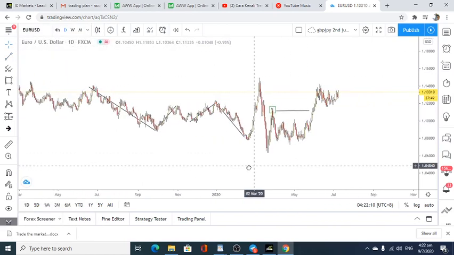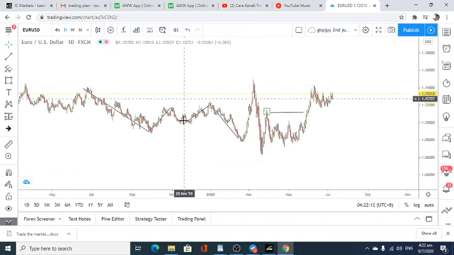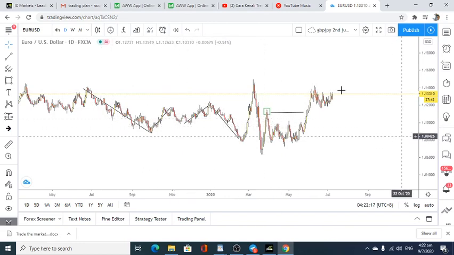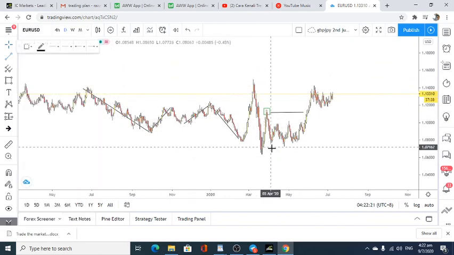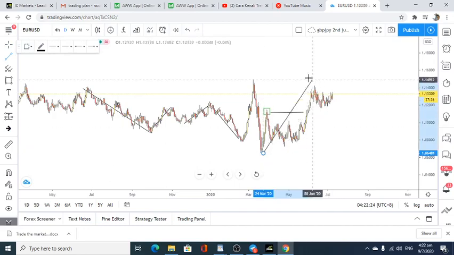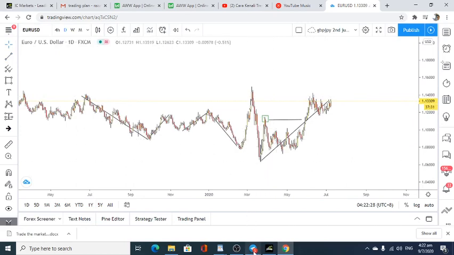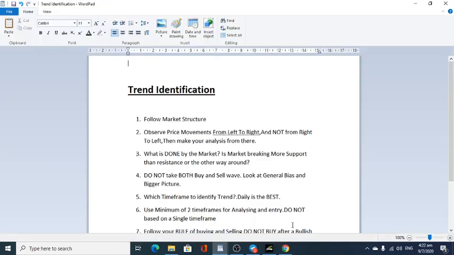Until here, this is where things start to get loose. Then we are no longer looking at the downtrend. Now we are looking more at the up wave. If you look from your left to your right, it's more of an up wave right now. So always look at the market from left to right and not from right to left, then make your analysis from there. What is the market doing: breaking more support than resistance, or is it the other way around?